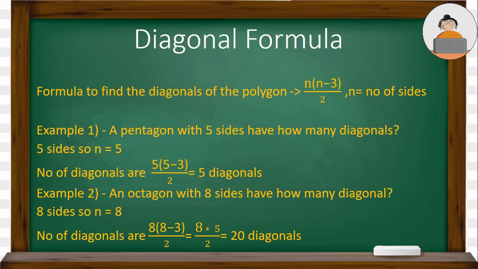For example, firstly I have taken an example of a pentagon with 5 sides, and I had calculated that the pentagon has 5 diagonals. Secondly, I had taken the example of an octagon. An octagon consists of 8 sides. So 8 into (8 minus 3) whole divided by 2 will give us the result, that is 20 diagonals.